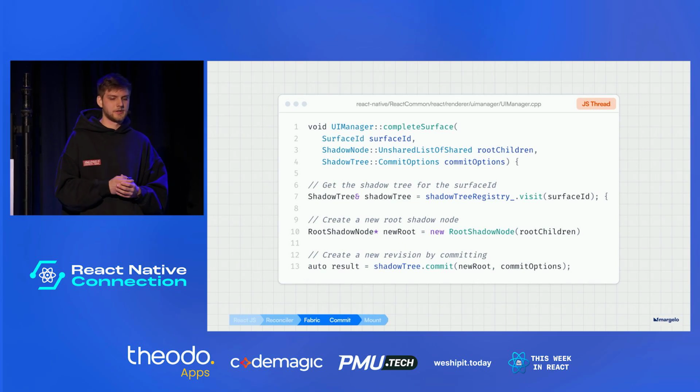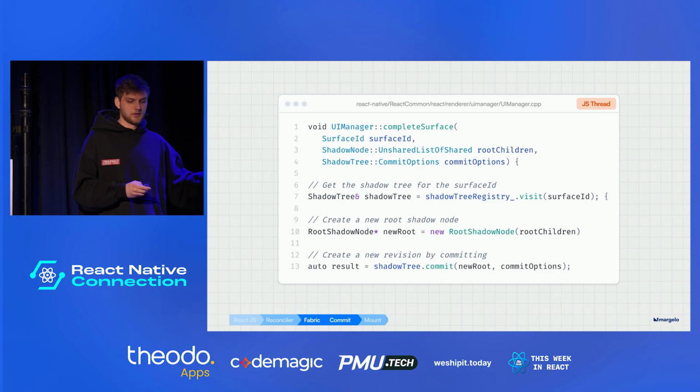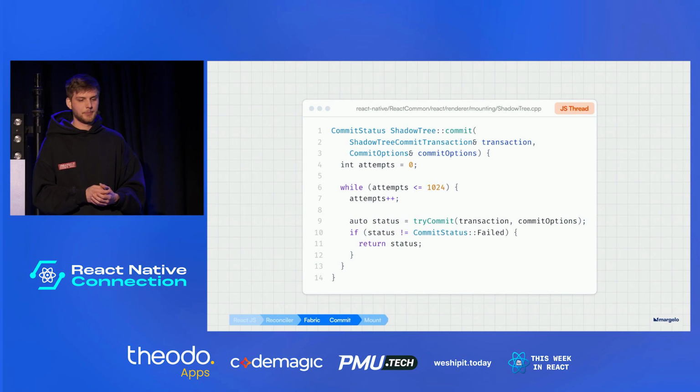Okay, so we have our shadow tree, and then we create a new root shadow node with the shadow tree nodes that we got from JavaScript, and we commit this to the shadow tree. Okay, so let's look at what happens when we commit to the shadow tree.